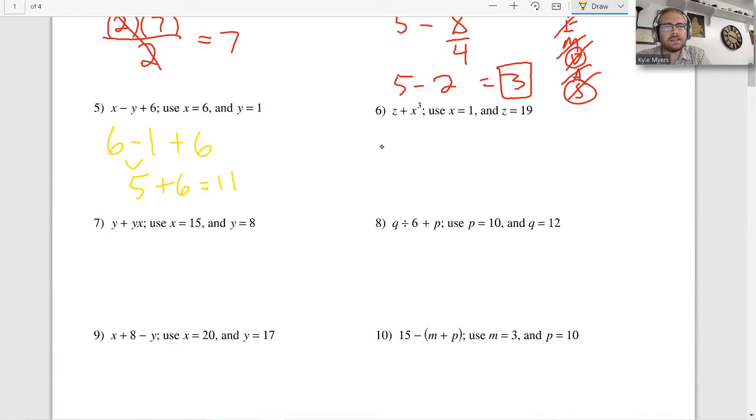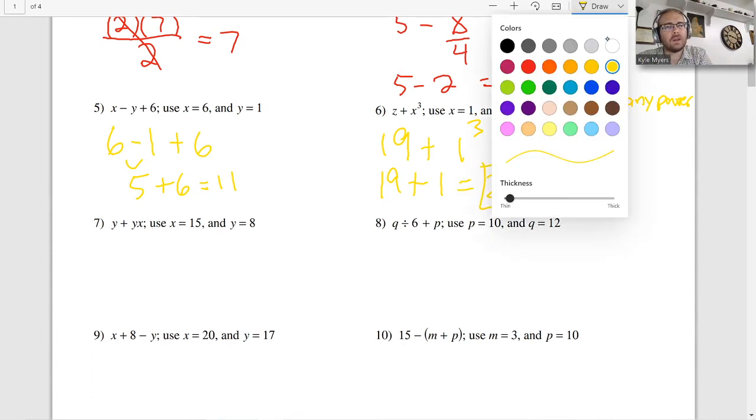Right, pretty straightforward there. Z is 19 plus x is 1. 1 cubed is 1 because 1 times 1 times 1. So really, 1 to any power is equal to 1 because it's 1 times 1 times 1 times 1 times 1. So anyways, this is just 19 plus 1. And I'm doing that first because PEMDAS. 19 plus 1 is 20. Boom shaka.